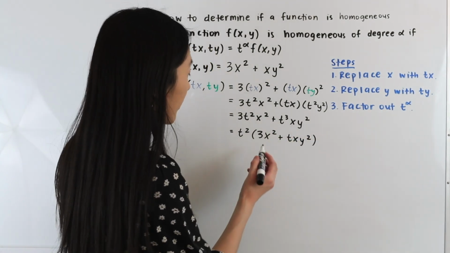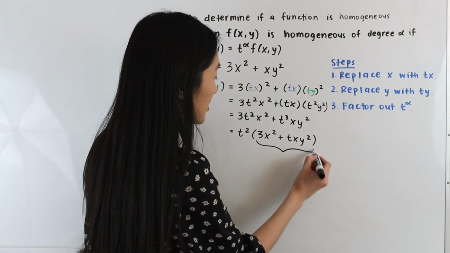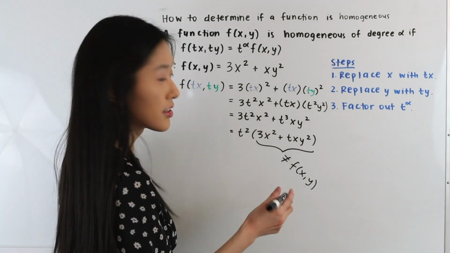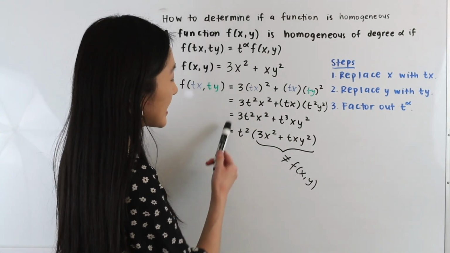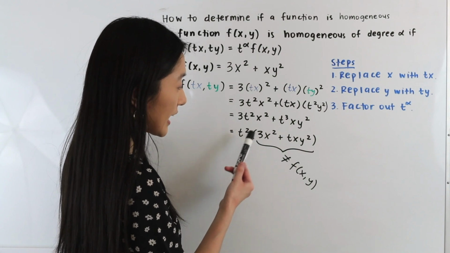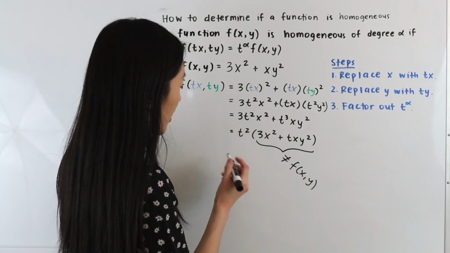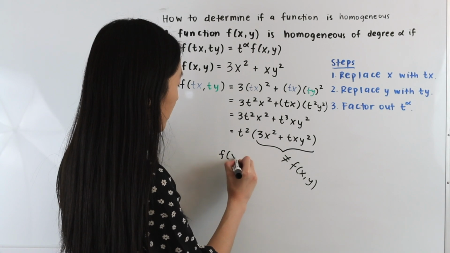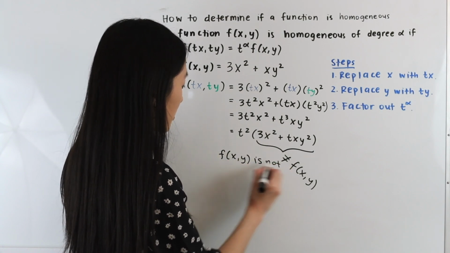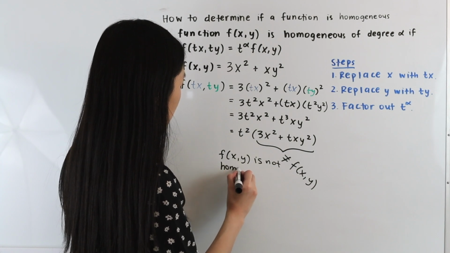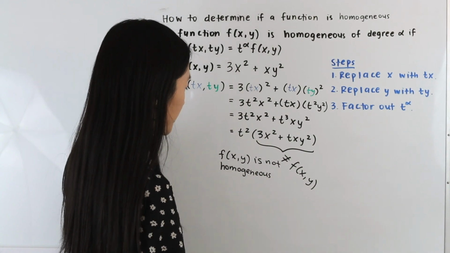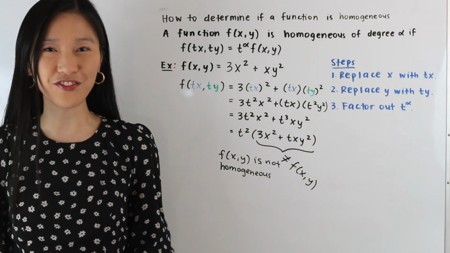So we can see here that this is not equal to f of x y. This means that after we factored out this t squared, we were not able to retrieve our original function. So this means that this function f of x y is not homogeneous. And so that is how you determine if a function is homogeneous.